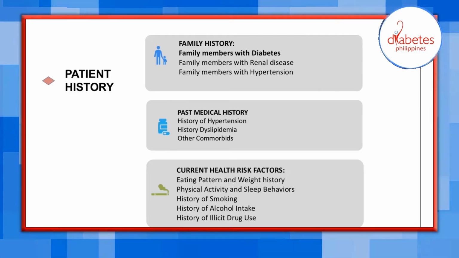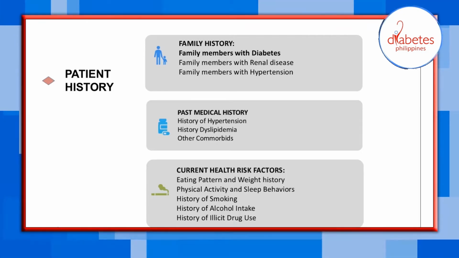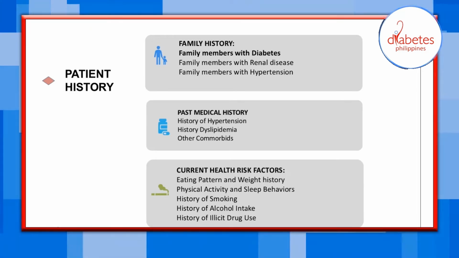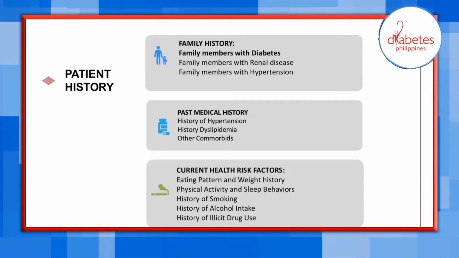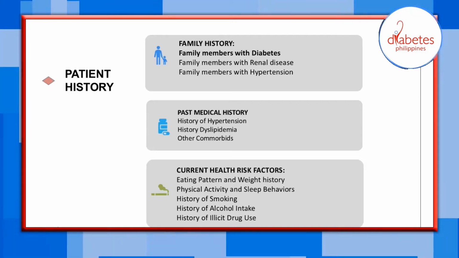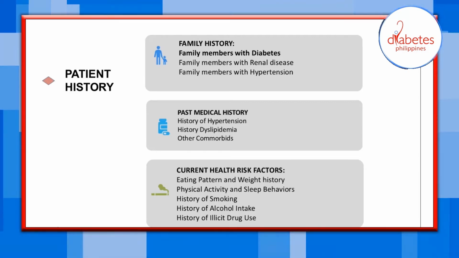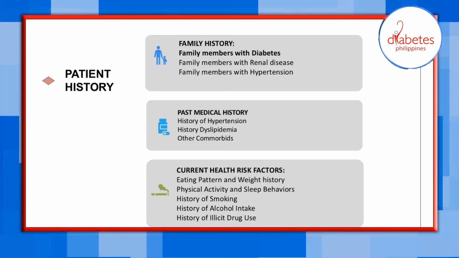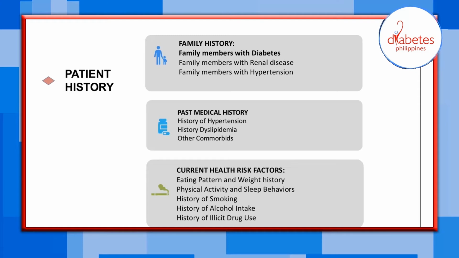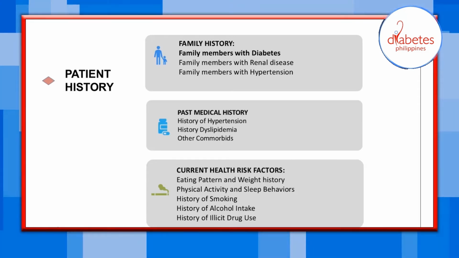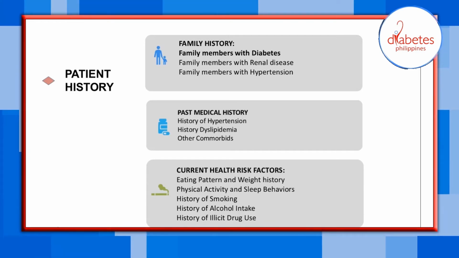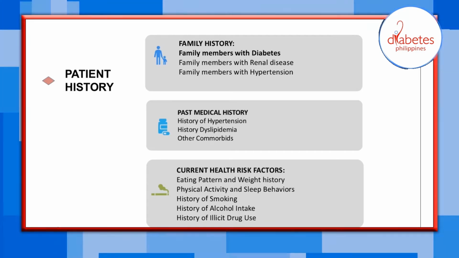For your current health and risk factors, you should inquire with regards to the eating pattern and the weight history of your patient. Obesity is a risk factor for end-stage renal disease and renal failure. And also your dietary protein intake. Excessive intake leads to proteinuria and glomerular damage. Also, you should inquire for history of physical activity and sleep behaviors, history of smoking, alcohol intake, and history of illicit drug use.